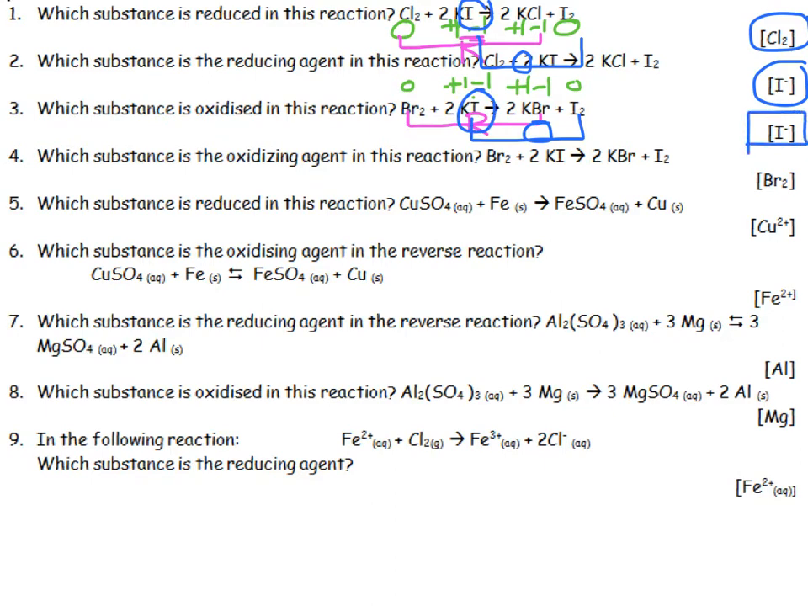What substance is the oxidizing agent? That is the substance that got reduced. So it is going to be the bromine. Which substance is reduced? And once again, I need to do my oxidation numbers.